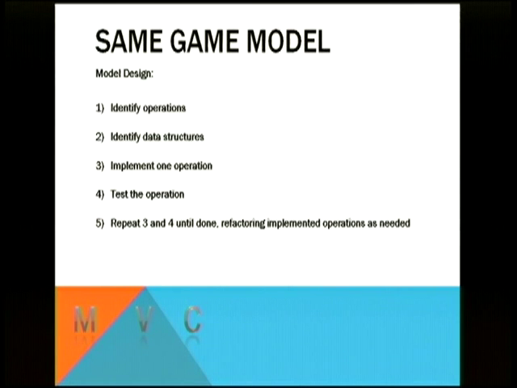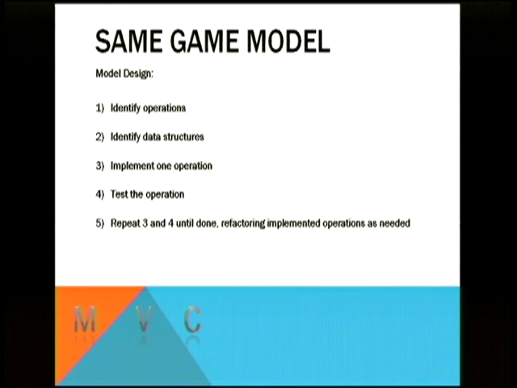Then I want to test that operation. Now, in a real model, sometimes you can't get by with testing just one operation because they interact. But we're going to do as close as we can to one operation. I test it, and we'll talk more about testing later. And then we repeat steps 3 and 4 until we're done.